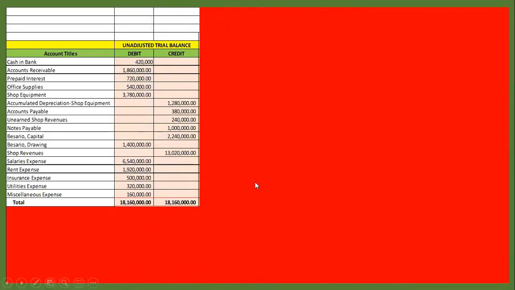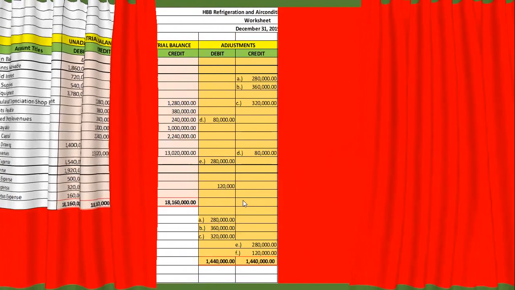So to start, you need to transfer the data from the trial balance to your worksheet. So write all the account titles under the account title column, and then copy the amounts from the trial balance. Observe the same debit and the same credit. After that, you get the total, single rule, and then double rule.